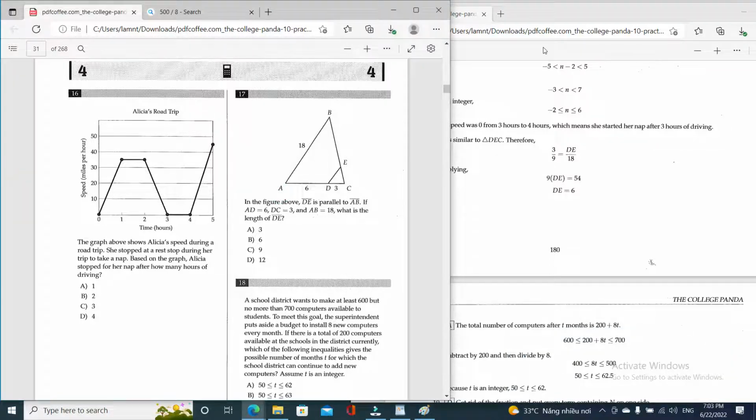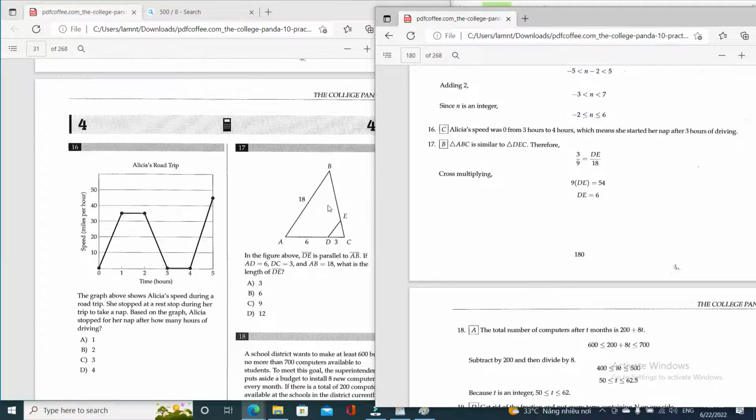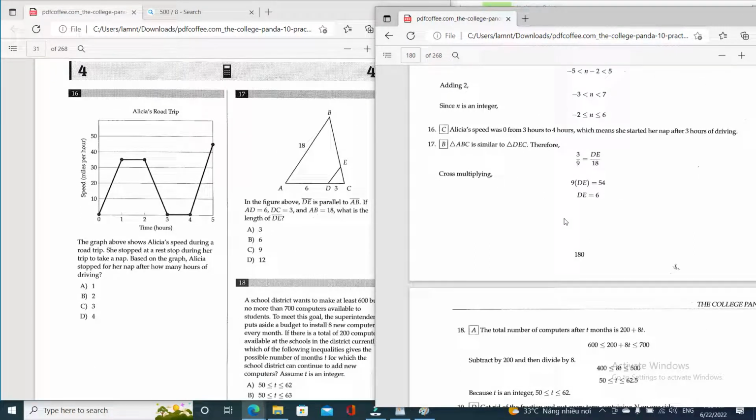And for 17, we're using Thales theorem. We got a similar triangle. We're going to get the answer of DE equal to 6. I have pointed out so DE equal to 6. I got that one right.